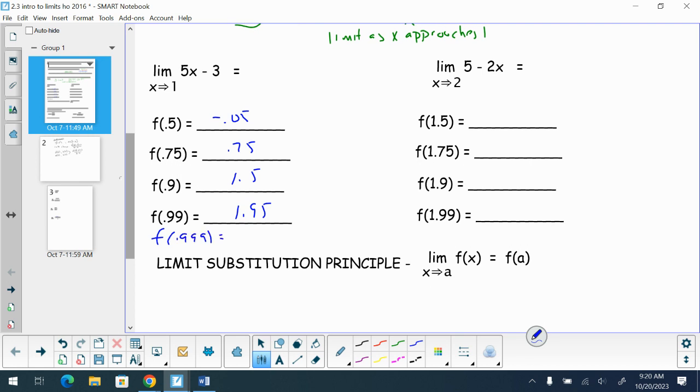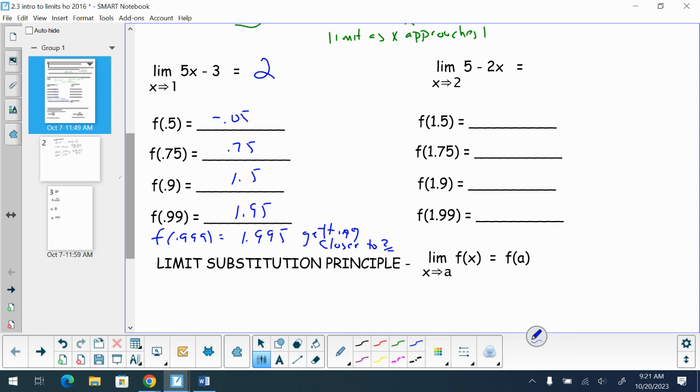What if we had 0.9999? What if we threw 0.999 in there? What would we get? 1.995. What if I had another 9 in there? 1.9995. What are we getting closer to? 2. Okay, we're getting closer to the value of 2. So my limit up here is the value of 2.